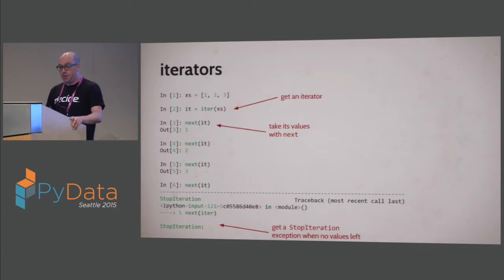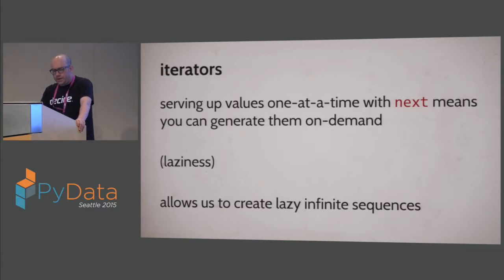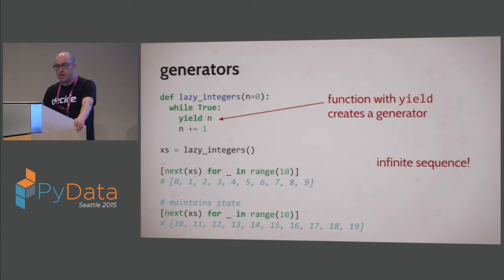You get StopIteration. So typically, we don't call iter itself. Instead, what we do, let's take a step back. The nice thing about using next is that we can generate these values on demand. And so when we talk about doing things in a lazy manner and not doing computations until we actually need them, this is what allows us to do that, and we'll be able to create lazy infinite sequences, which we'll be using a lot of in kind of crazy ways.